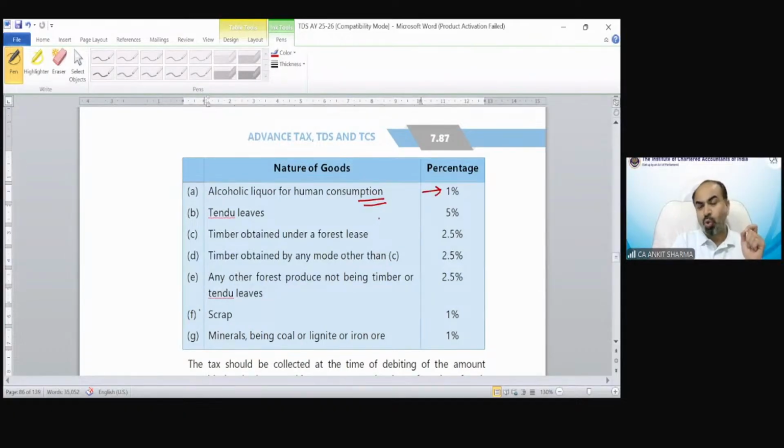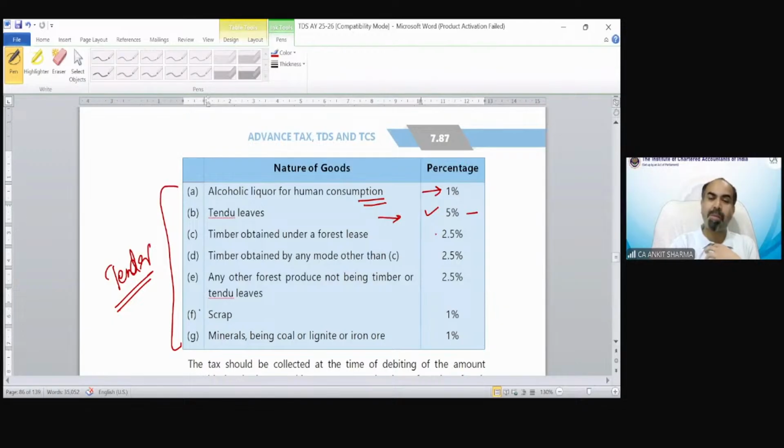If it is tendu leaves, it's a tree called tendu, and if its leaf contract is there, that is a tender. Generally, these are all tender-based businesses. If there's a tender-based business of alcoholic liquor for human consumption, you cannot do this business without any license, etc. Then there are tendu leaves and timber obtained under a forest lease.